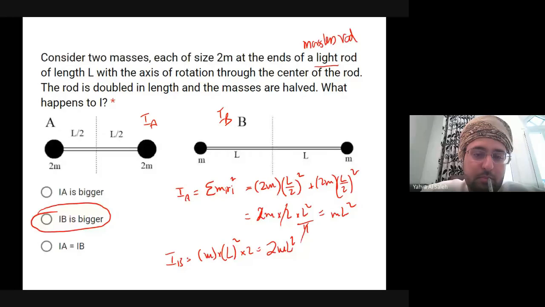Okay. So it is more difficult to rotate something with half the masses and double the rod length.